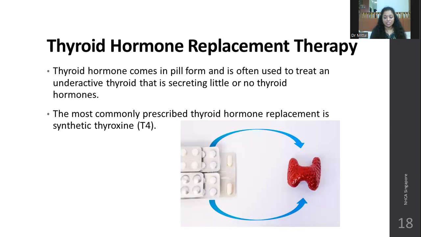Thyroid hormone replacement therapy. Thyroid hormone comes in a pill form. It is levothyroxine, which is usually the generic name. It is often used to treat an underactive thyroid gland that is secreting little or no thyroid hormone. Usually it is a synthetic thyroxine. Levothyroxine is the generic name for it.